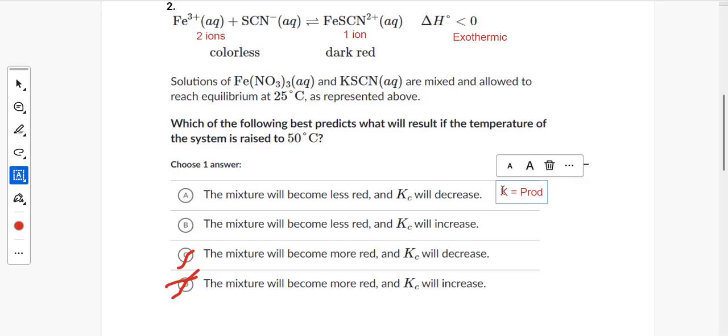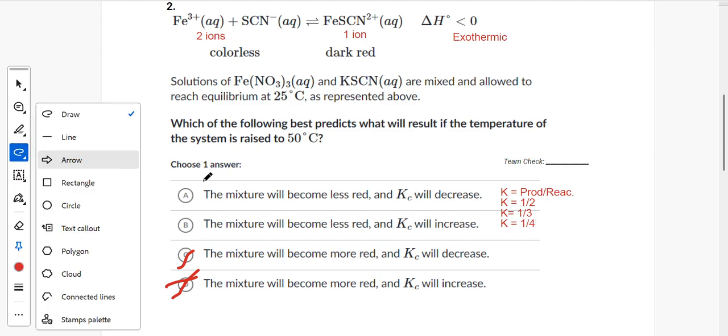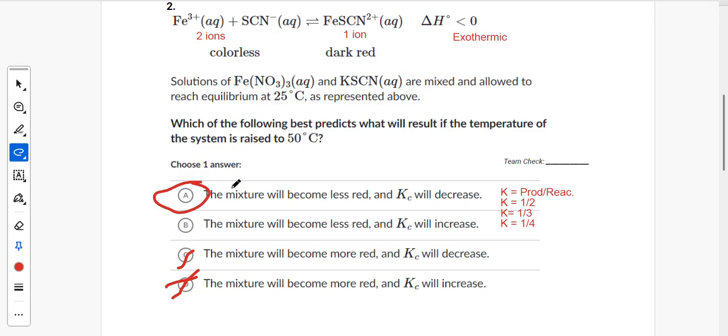Our K is equal to products divided by reactants. So if our products over reactants started at 1.2, then if the reactants increase, we would get 1 over 3, or maybe it could become 1 over 4. Notice as those reactants increase, what is happening to our K value? The K value is going down. Therefore, my answer is A, right there.